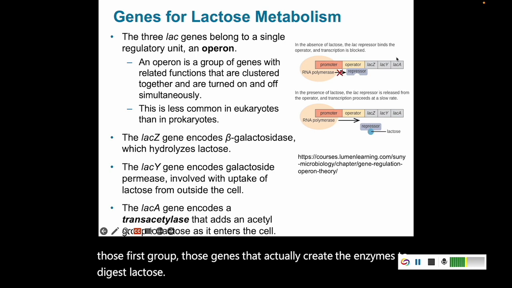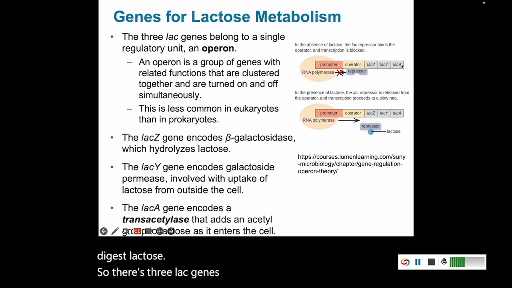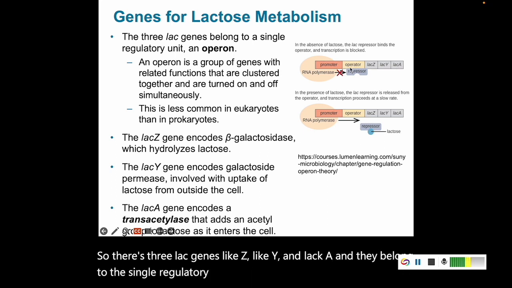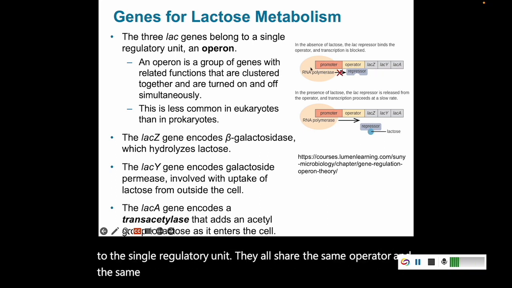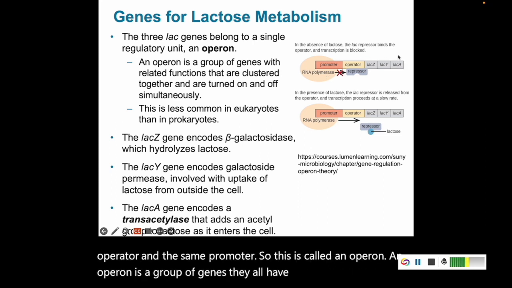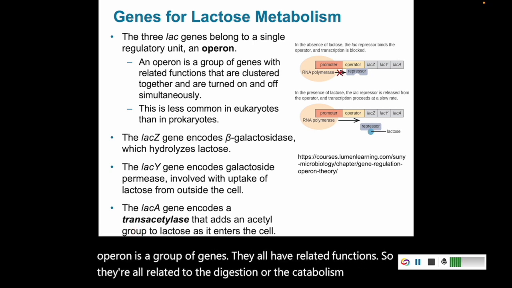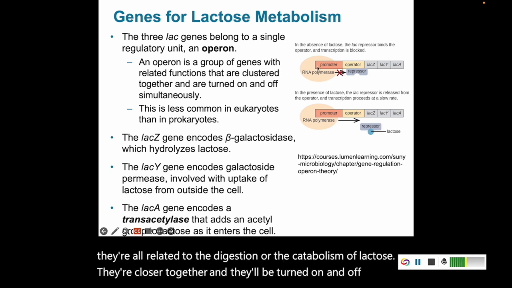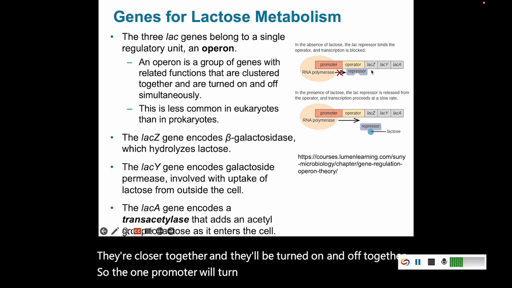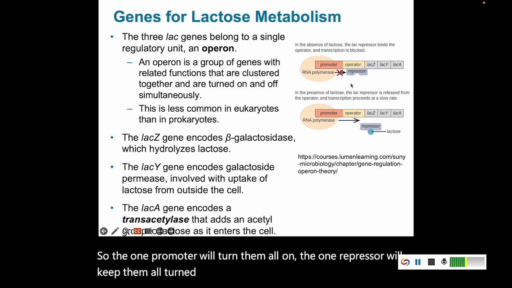So there are 3 lac genes, lacZ, lacY, and lacA, and they belong to a single regulatory unit. They all share the same operator and the same promoter. So this is called an operon. An operon is a group of genes. They all have related functions, so they're all related to the digestion or the catabolism of lactose. They're clustered together and they'll be turned on and off together. So the one promoter will turn them all on, the one repressor will keep them all turned off. This is much less common in eukaryotes than it is in prokaryotes.